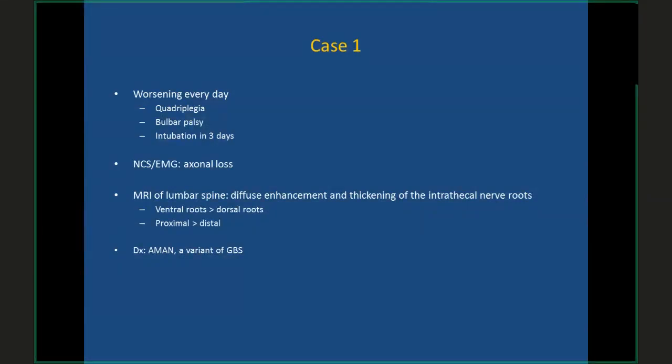We got the nerve conduction study and the EMG the following day, which showed severe axonal loss. Basically, you shock the nerve and you don't get any responses, especially in the lower extremities. The patient also had an MRI of the lumbar spine, which reported diffuse enhancement and thickening of the intrathecal nerve roots, especially the anterior roots and especially the proximal segment. So the patient was diagnosed with acute motor axonal neuropathy, which we know is a variant of GBS.